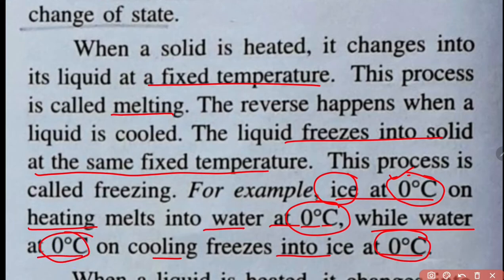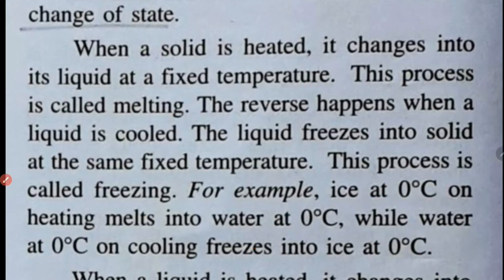That is one thing. The other thing we can understand from here is that the melting point and the freezing point are the same for a given substance. For example, ice melts at 0 degree Celsius and the water freezes at 0 degree Celsius.